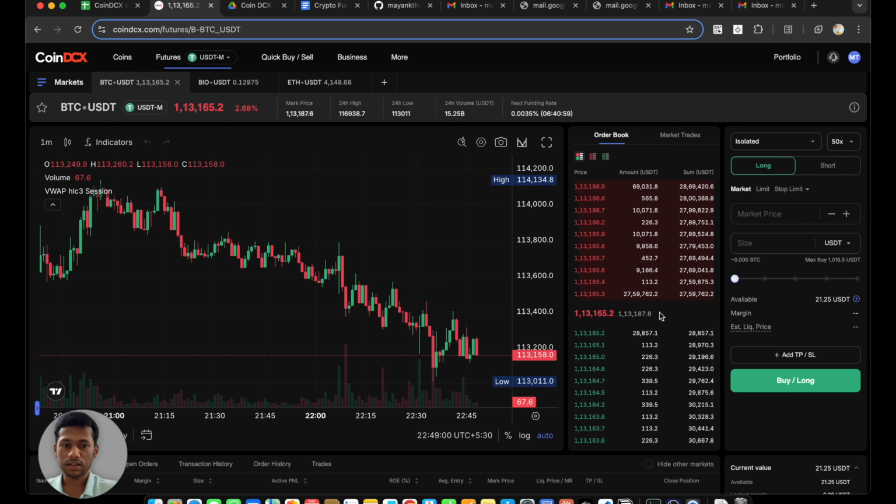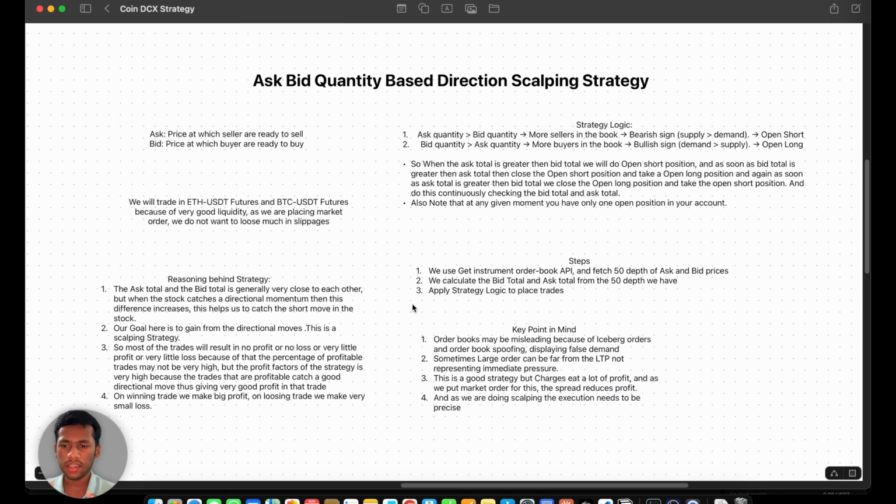So the strategy is very simple. We are calculating the total ask and the total bid. We get 50 depth of ask and bid using the CoinDCX APIs, and we take the total of ask and the total of bid, and based on that we try to see where the market will move. Bid is the price at which the buyers are willing to buy, and ask is the price at which the sellers are willing to sell.